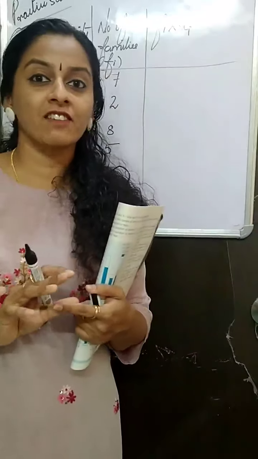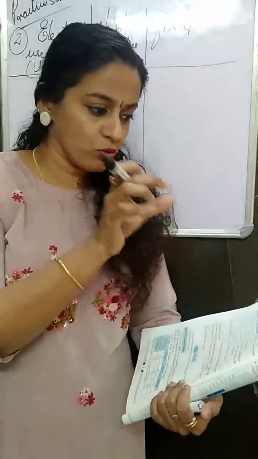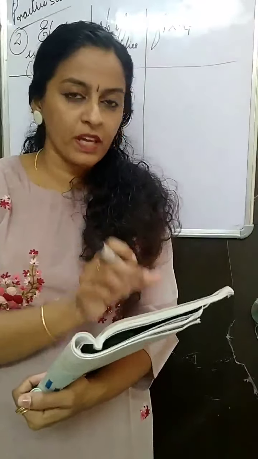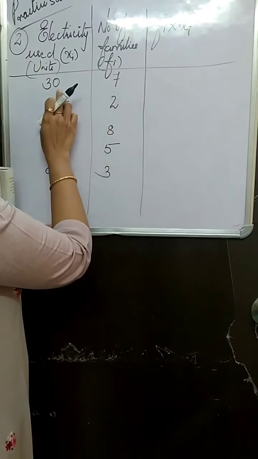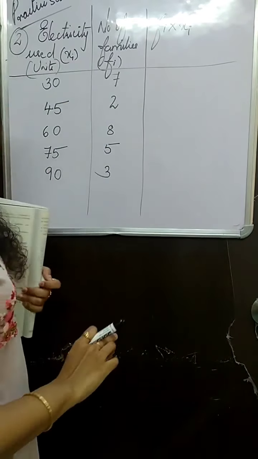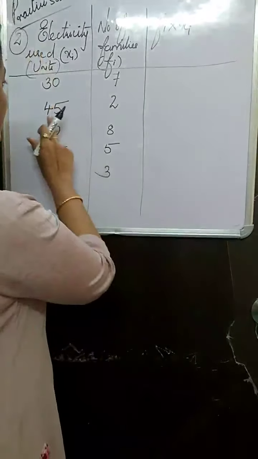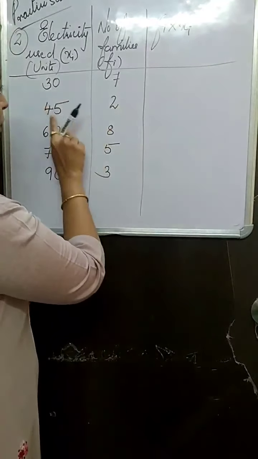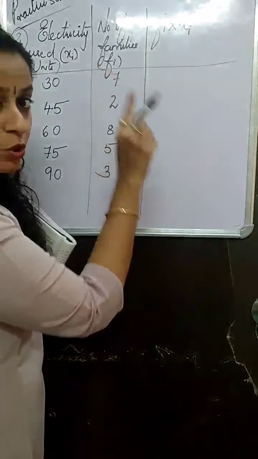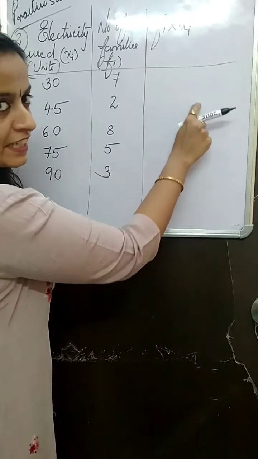You can see in your electricity bill, no? We get the electricity bill in the form of units. So how many units consumed will be given there, and finally you can see the amount to be paid. So like that, 7 families consumed 30 units of electricity. 2 families consumed 45 units of electricity. 1 family 45, like that 2 families are there. So total electricity units consumed will be 45 into 2, 90.